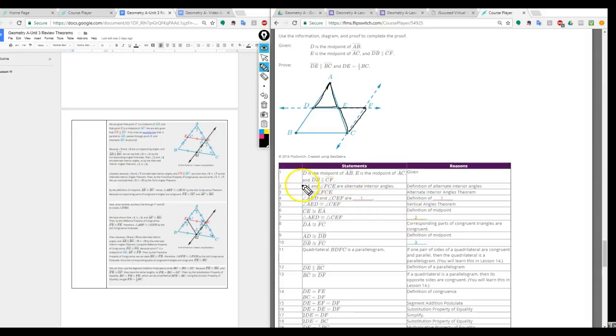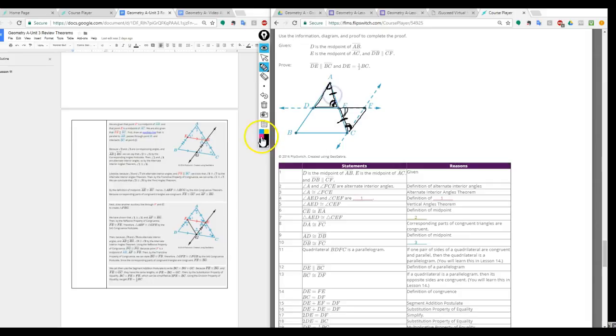The first one that was given was angle A was congruent to angle FCE. So we have one pair of corresponding angles that are congruent. And then we had angle AED, another angle right here, was congruent to CEF. So we have another pair of congruent angles. And then statement 6 was CE, C to E. This segment is congruent to E to A.